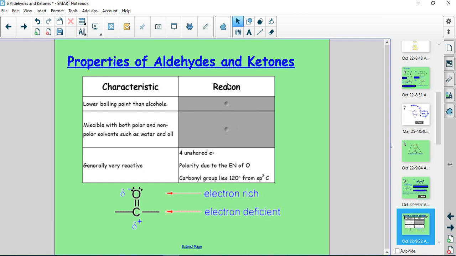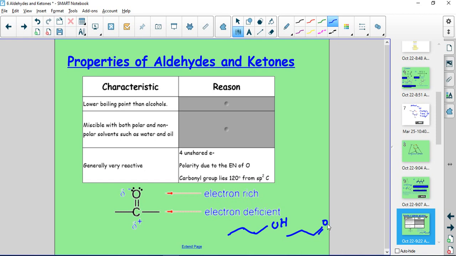Okay, let's talk about properties of aldehydes and ketones. They have lower boiling points than their alcohols. Now, if you think about that, we'll quickly draw what one might look like and compare it to the other. So an alcohol, 1, 2, 3, propanol, compare that to 1, 2, 3, propanal.